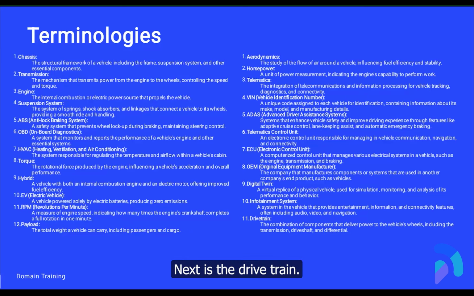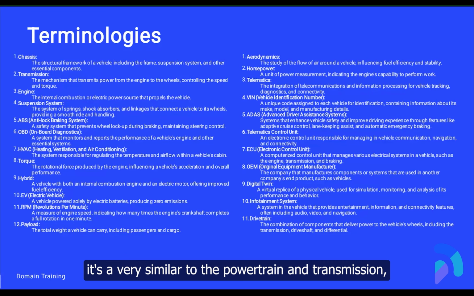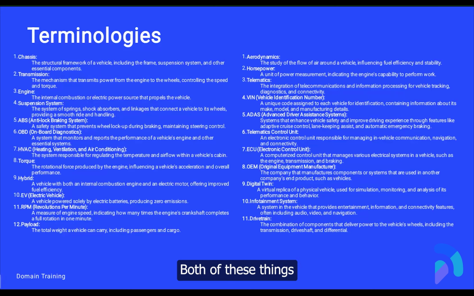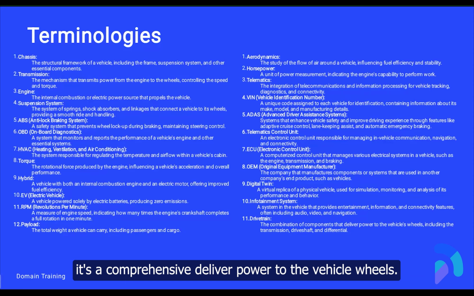Next is the drivetrain. So drivetrain is a combination of components that deliver power to the vehicle wheels, including transmission, drive shaft, and differential. So it's very similar to the powertrain and transmission, right? Both of these things are quite similar. It's used in a different context in different companies. It's the components that deliver power to the vehicle wheels.